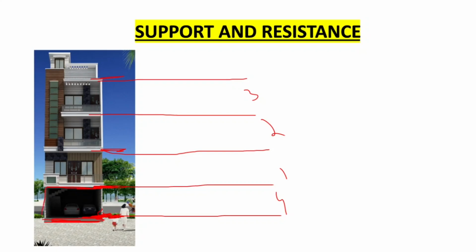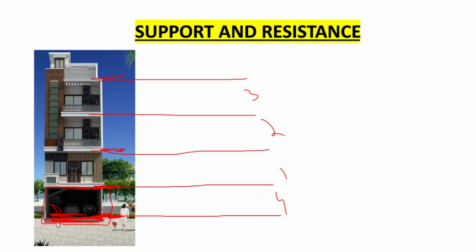Let's consider this level, okay? You can see here, if I stand here, I have the support at the ground. I am standing on the ground, so ground is the support for me. So what is the resistance for me? This is the resistance, because either I have to break this top of the ground floor and move to the first floor, otherwise I have to take the stairs, okay? This is how I can move from ground floor to first floor.